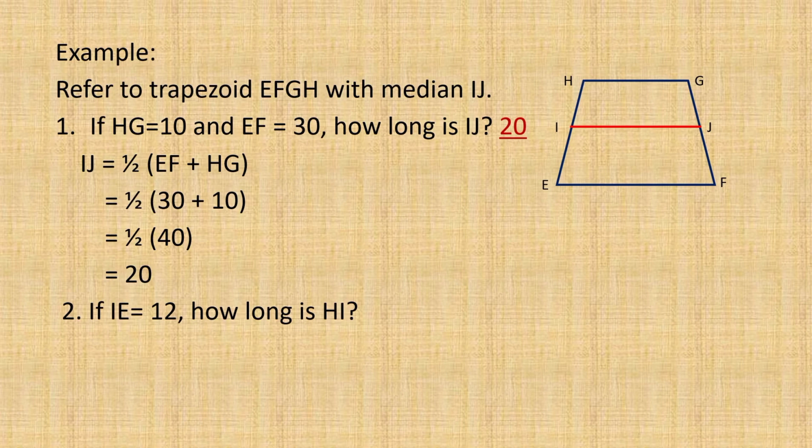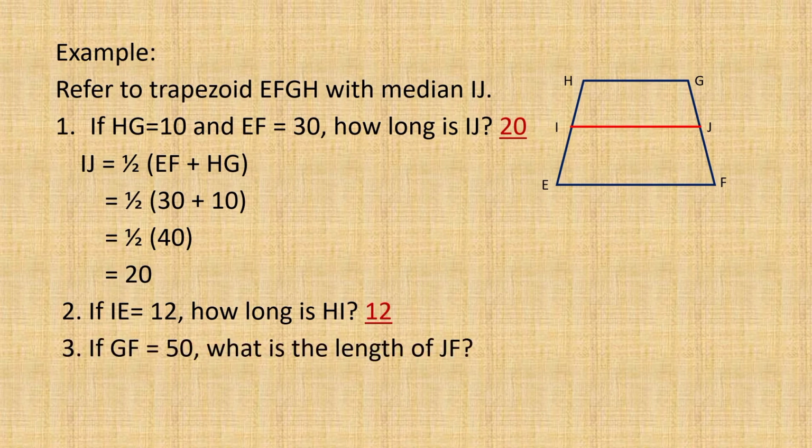Number 2. If IE is equal to 12, how long is HI? The answer is 12. Where did we base our answer? Since point I is the midpoint of side HE, therefore we can say that IE is just equal to side HI. That is by definition of midpoint.